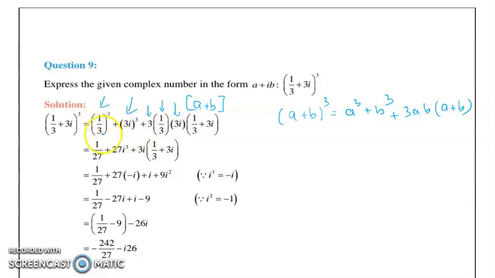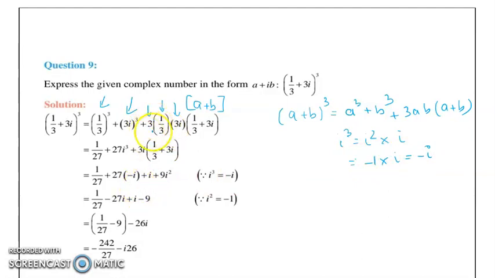So 1/27, right, plus (3i)³. Already told, students, i³ can be written as i² into i. So what is i² equal to, students? Minus 1. We know −1 into i is equal to −i. So that is what, −i.